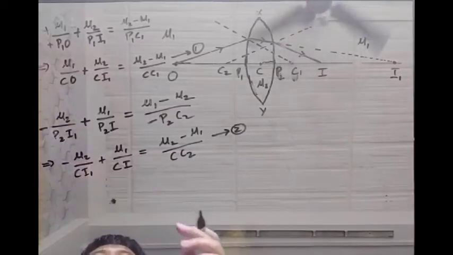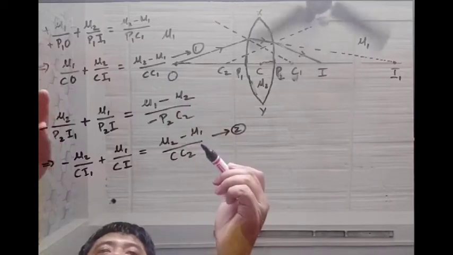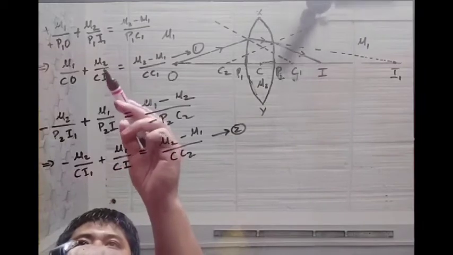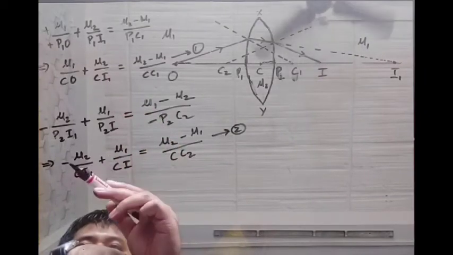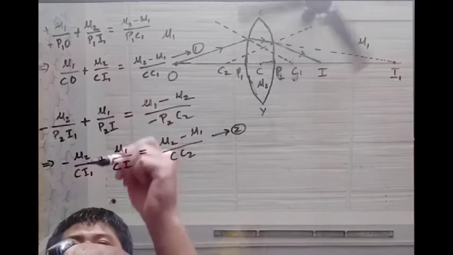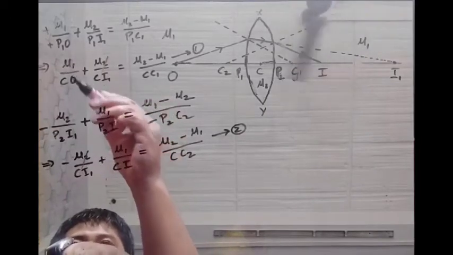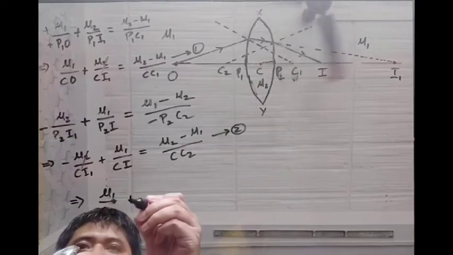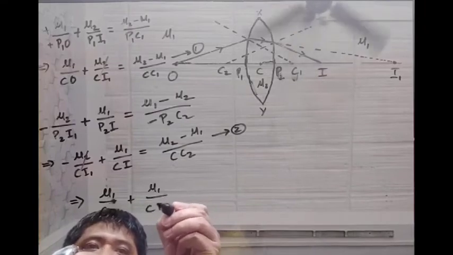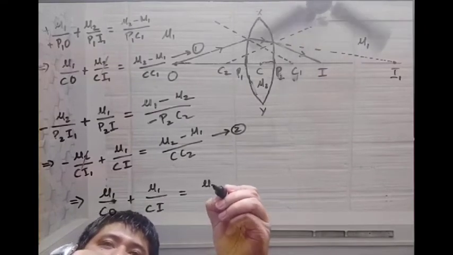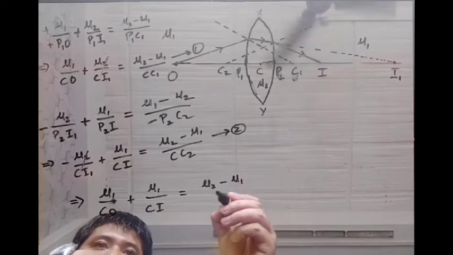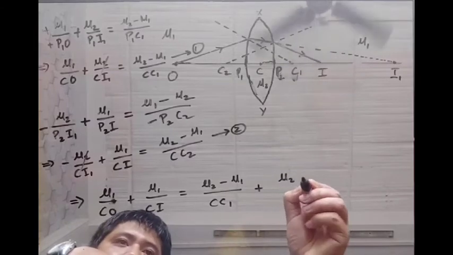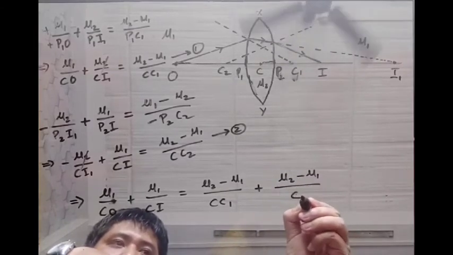Now let us add the two equations, equation 1 and 2. Adding the two equations, this and this are the same, mu2 by CI1 and mu2 by CI1. They are equal and opposite, so they cancel each other. Then we get mu1 by CO plus mu1 by CI equals (mu2 minus mu1) by CC1 plus (mu2 minus mu1) by CC2.